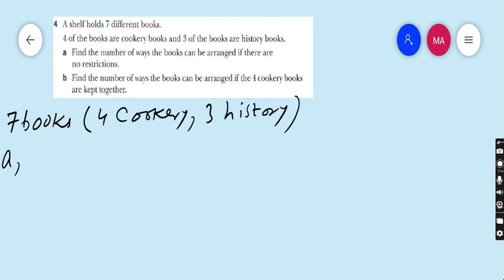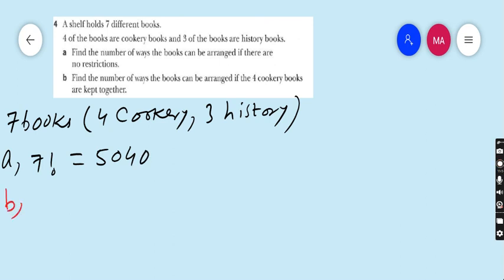No restriction means you can put any book in any place. So the simple answer is 7 factorial. So what is the answer of 7 factorial? Is 5040. Now move to part B.